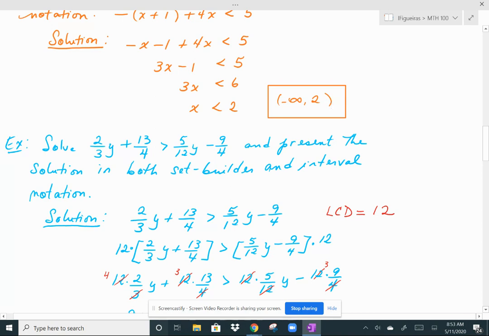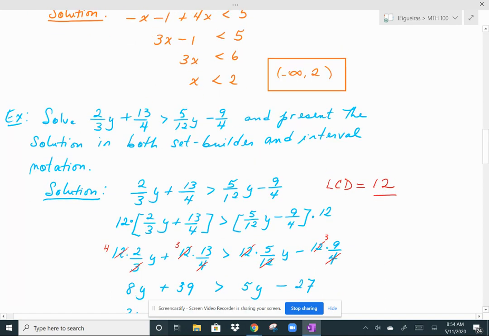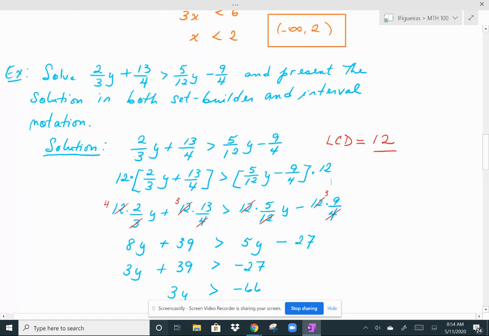If I look at all my denominators, 3, 4, 12, and 4, the lowest common denominator is 12. So I'm going to multiply the left side and the right side by 12, which is what you see here. In the next line, I'm showing the distribution and the simplification. Every term gets multiplied by 12, and in every case, the denominator will cancel with the 12, which is the point of this technique.